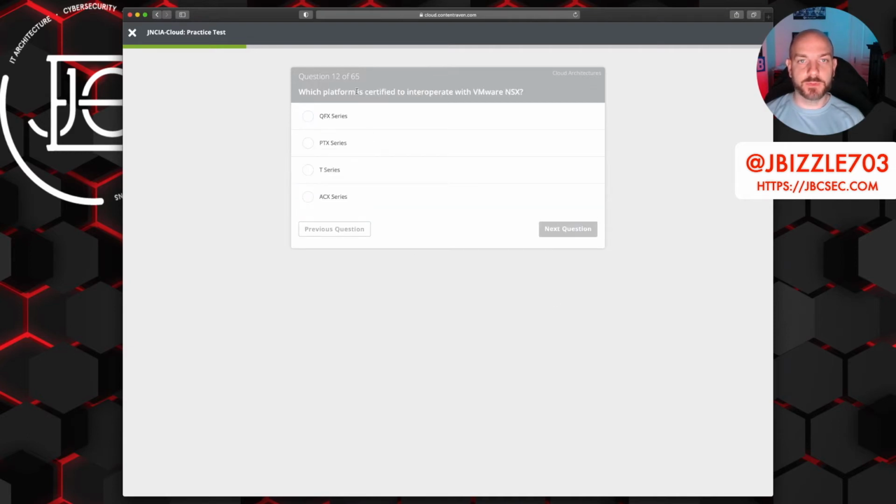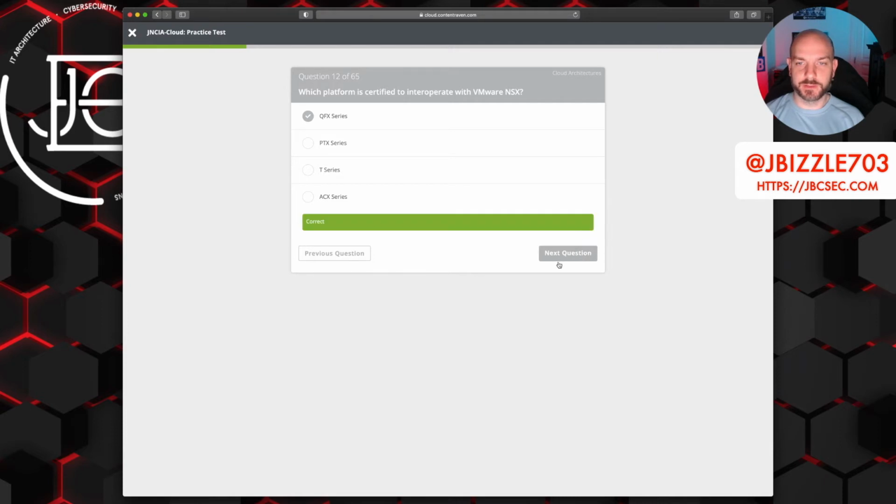Which platform is certified to interoperate with VMware NSX? Which I want to say it's the QFX, PTX, ACX. Let's go QFX. This is a shot in the dark. Okay. QFX, if I remember correctly, is kind of their data center switches.